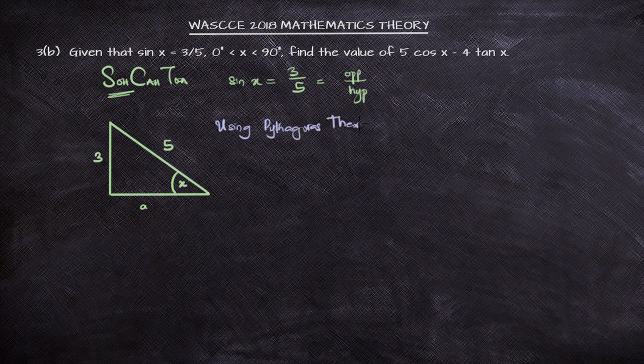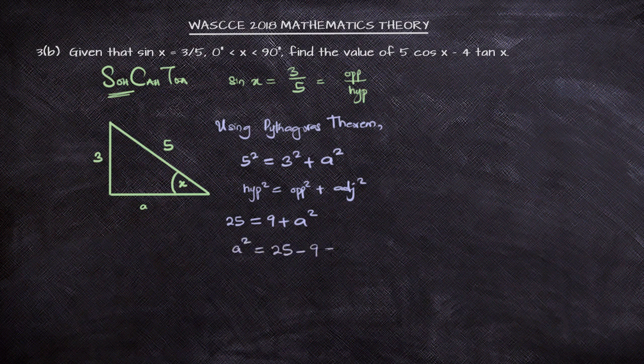We know that the hypotenuse square, the 5 square, will be the opposite square plus the adjacent square. Our adjacent is A now. That means 25 will give 9 plus A square, and our A square will be 25 minus 9, which is 16, so that A is the square root of 16, and that will be 4. Now, that means we've gotten our A, the adjacent, to be 4. If we are to show that in our diagram, this is 4.